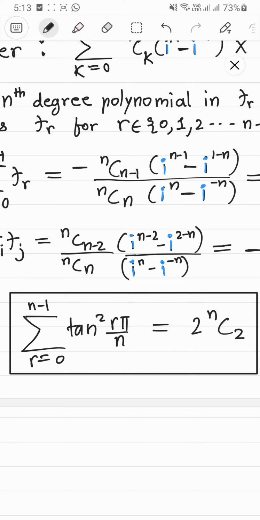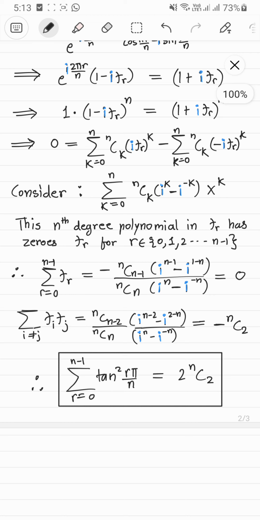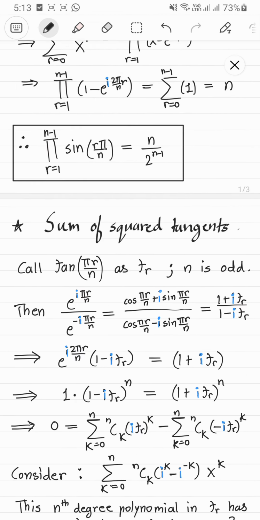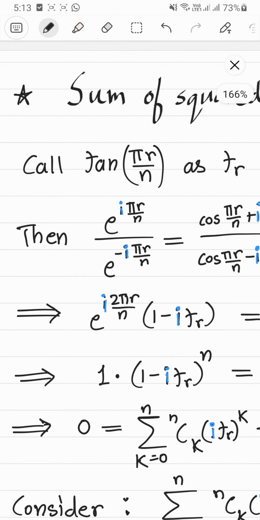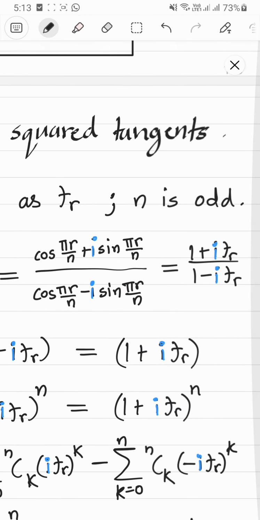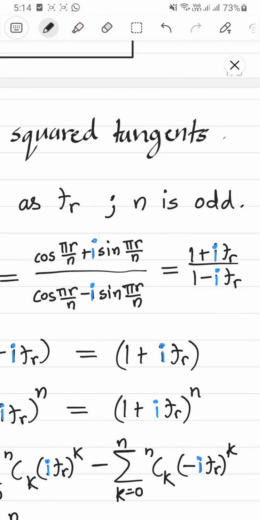Yes, and you can clearly see that n should not be even. If it is even, then this will in fact contain tan squared of pi upon 2, which is very problematic, right? Because that is not defined. So n must be odd, and if it is odd, then this identity is true. So in our assumptions, we have n is odd, and we will denote tan of pi r upon n as t_r, and then once again, just using Euler's theorem, you can write e to the power i 2 pi r upon n as (1 plus i t_r) upon (1 minus i t_r).